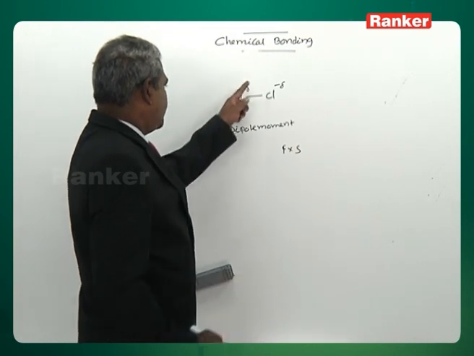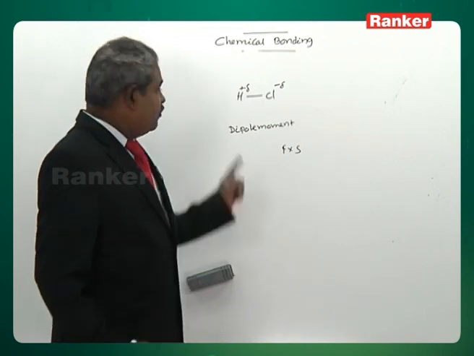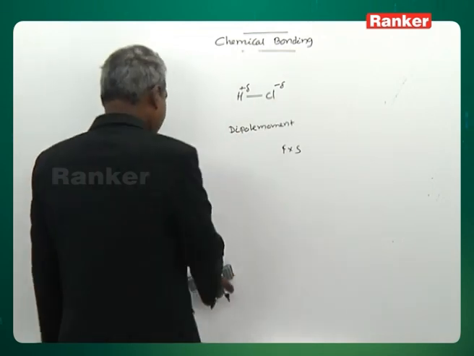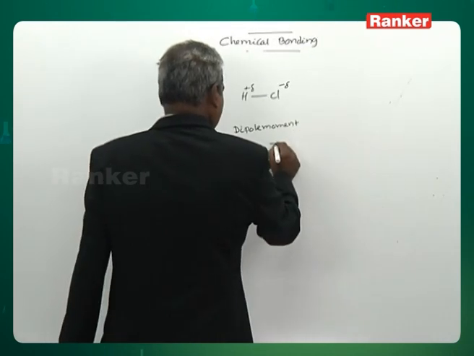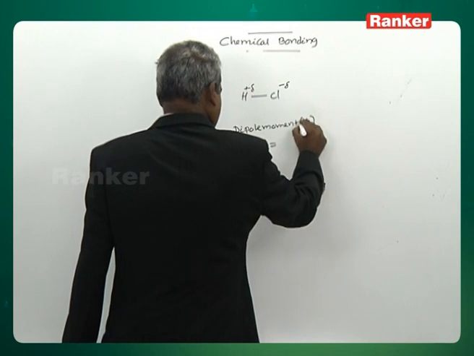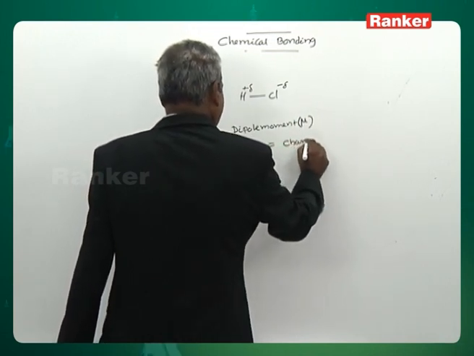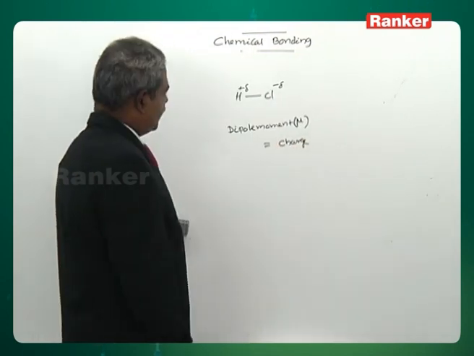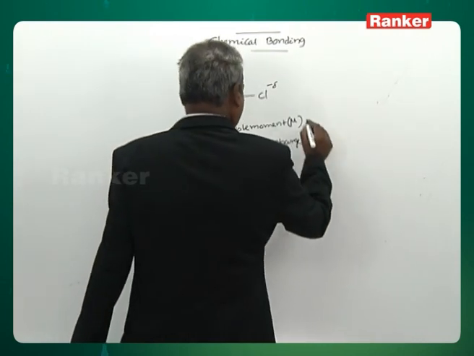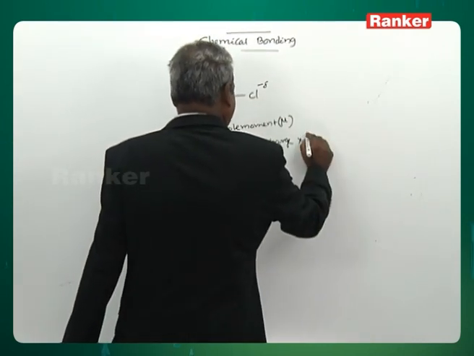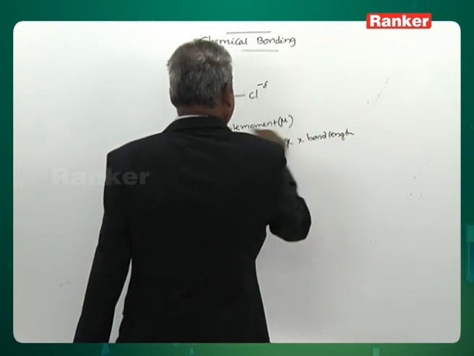Here is a positive charge and here is a negative charge. Some force is acting between them, and how far it is acting from decides the dipole moment of the molecule. Dipole moment mu is equal to the charge acquired by each atom, whether positive or negative, into distance. Charge into distance, which is called bond length.